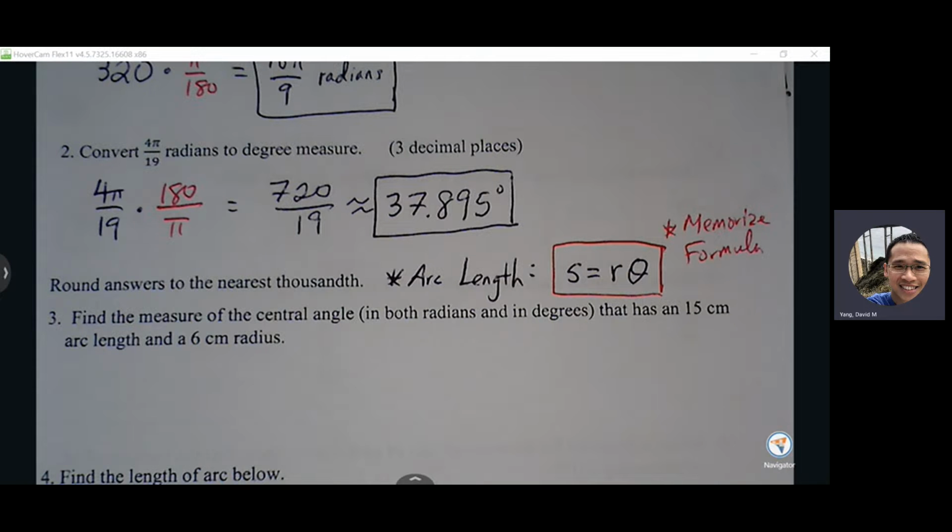Okay, guys, over 1 and 2, pretty straightforward. Number 3, arc length, S equals R theta. Make sure you memorize this formula. And then there's also something that we gotta make sure that we understand. There's something that we have to know about theta. What do we have to know about theta with this formula?